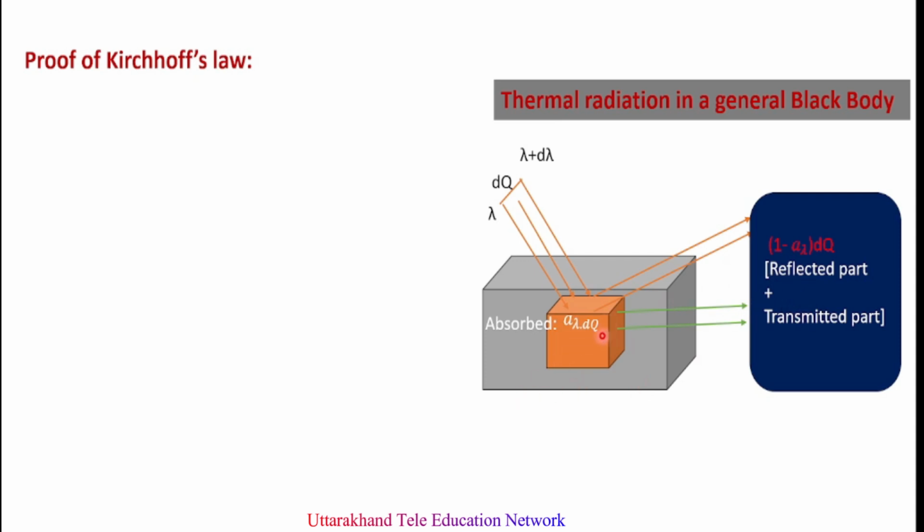And similarly, suppose the spectral emissive power is E lambda, and due to its temperature this body also emits radiation. The amount of emission of radiation will be E lambda d lambda. This is the emission. Now on the right hand side, this is the total amount of radiation outgoing from this body in 1 second, and this is the amount of radiation incoming on this body in 1 second.